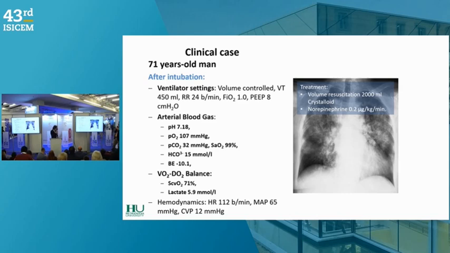So the pH is now 7.18. The PO2 is 107. The PCO2 is 32. The saturation is now 99. The lactate has not come down yet. The ScvO2 is 71%. And the CVP is 12 with a MAP of 65. So I think if you have followed the lecture of Professor Teboul, there are a couple of things he doesn't like here. Are you happy?